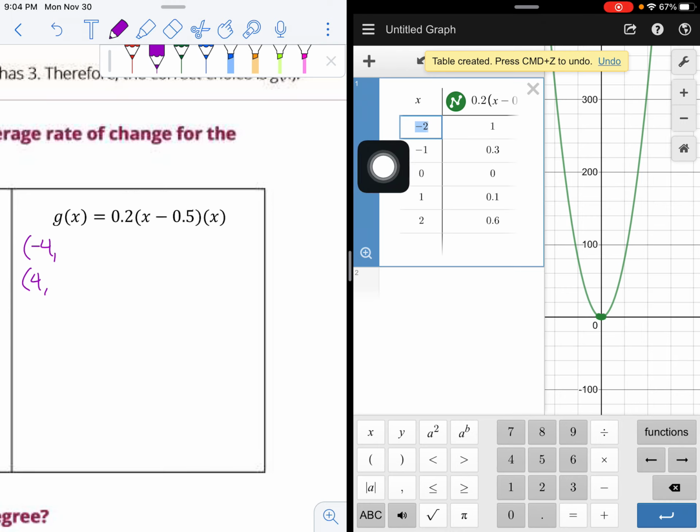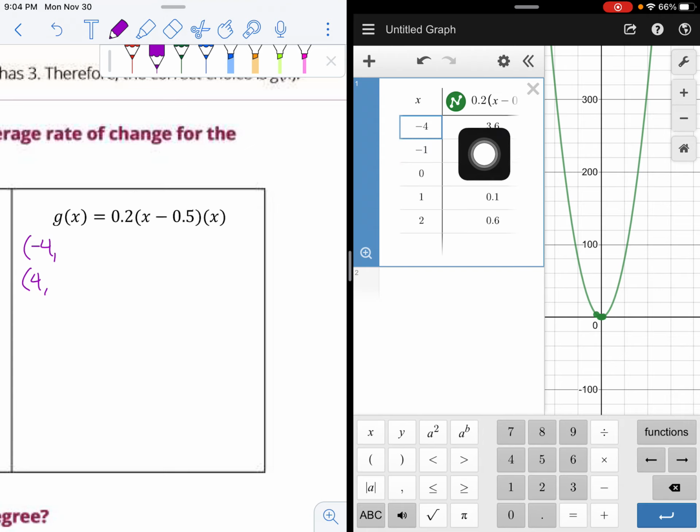And now, obviously, if I look at this table, it goes from -2, -1, 0, 1, 2. I don't have -4 or 4. A couple things you could do. If you notice how -2 right now is highlighted, I could actually just immediately start writing -4. And now it's going to tell me that that's 3.6. So in Notability, I'm going to go ahead and mark that as 3.6.